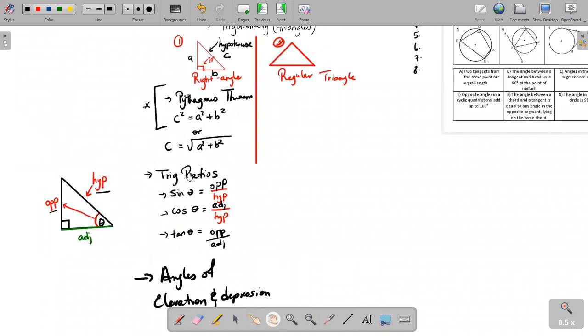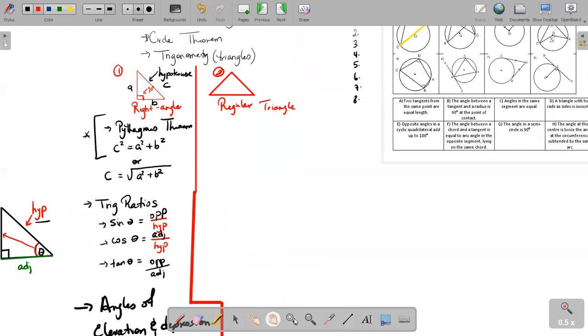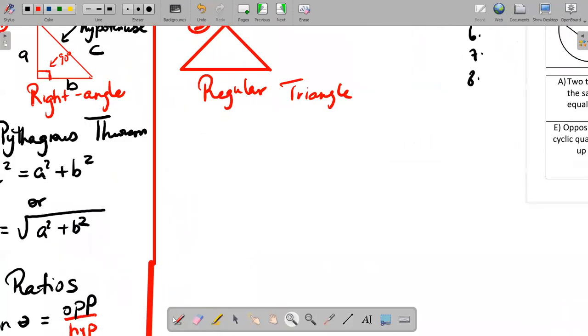So guys, all of these topics here deal specifically with what type of triangle? The right angle triangle. So when you see a right angle triangle, the first thing that should come to your mind is that you're going to use either Pythagoras or trig ratios. These are the two sets of rules you're going to use under these conditions. All right, so when it comes now to the regular triangle, there are two rules that you're going to use, which is called the sine rule.